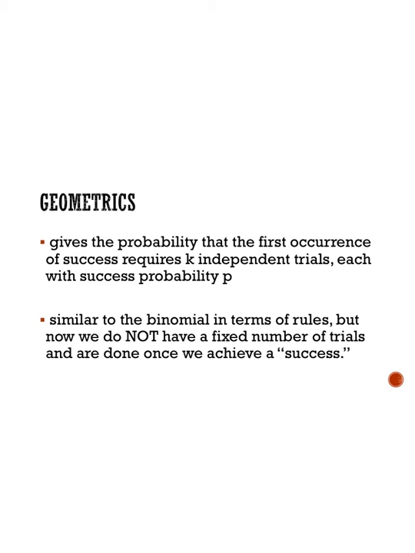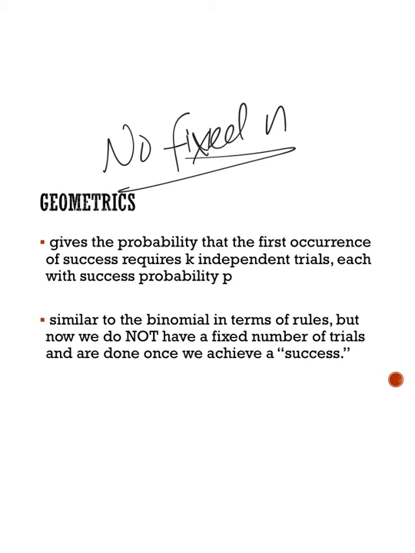Geometrics, we'll go through this a little quicker. A geometric gives you the probability that the first occurrence of a success happens on trial K. So what happens here is there is no fixed N. No fixed N just means we're not shooting 10 free throws. We're just shooting until we make one, or we're not picking 7 cards out of a deck. We're just picking until we get a red card.